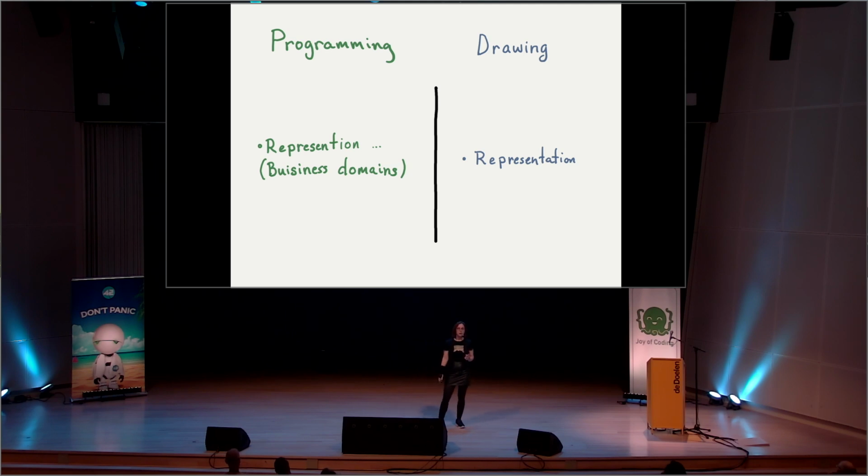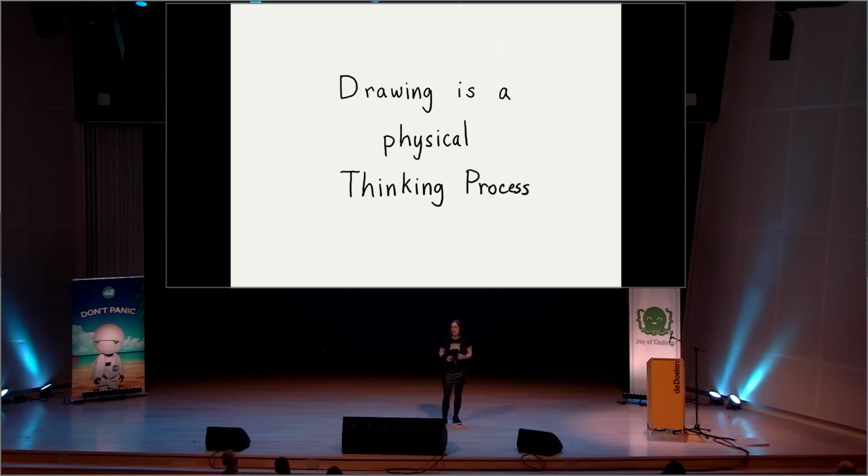Both deal quite heavily with the concept of representation. And in the case of programming, you are representing business domains. In the case of drawing, you may also be representing business domains or something else. And both have an incredible flexibility and creativity associated to them. But something about drawing is a little different. Drawing is a physical thinking process, in particular observational drawing. There are many different kinds of drawing, many different kinds of creative processes that can be used for creating visual artifacts. And what draws me to drawing is that it is the relationship between the hand and the eye.